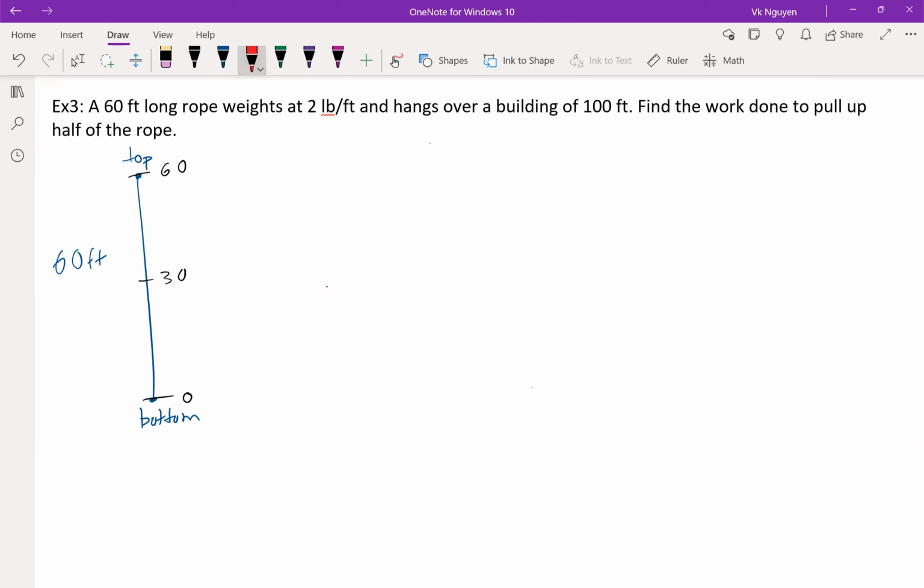To pull up half of the rope, we have to pull the top half and also the bottom half. Okay, let's take a look at the sample. Top half here.